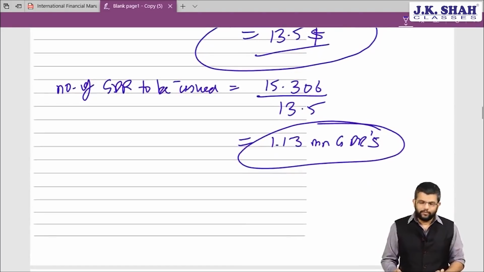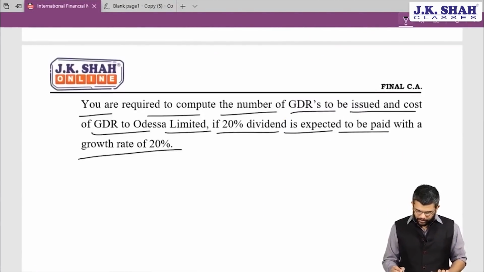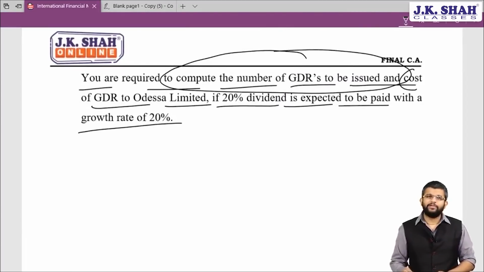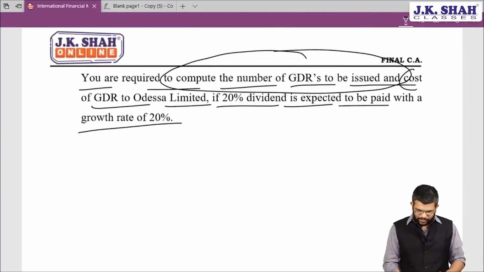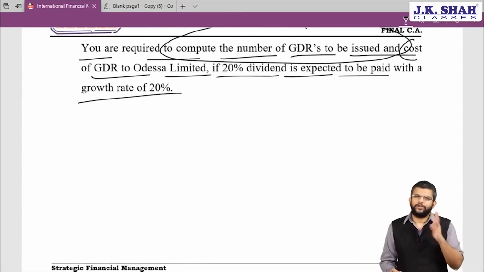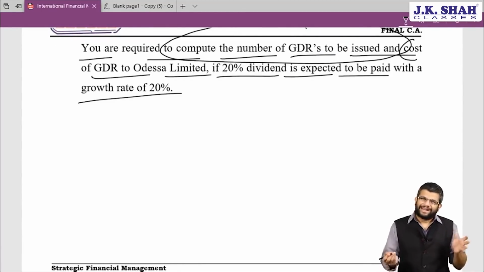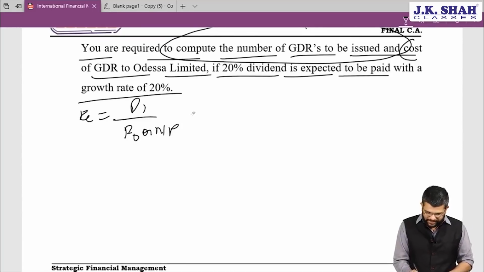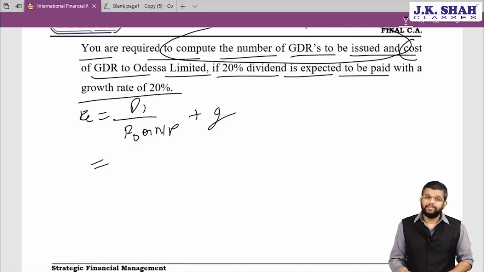Now, children, moving on. They are asking you what will be the cost. See, first part is done: compute the number of GDRs to be issued. Now they are asking what is the cost of GDR to Odessa. Cost of GDR means cost of capital, and this is connected to the equity share. So the best is to use the Ke formula, D1 upon net proceeds or P0, plus g.